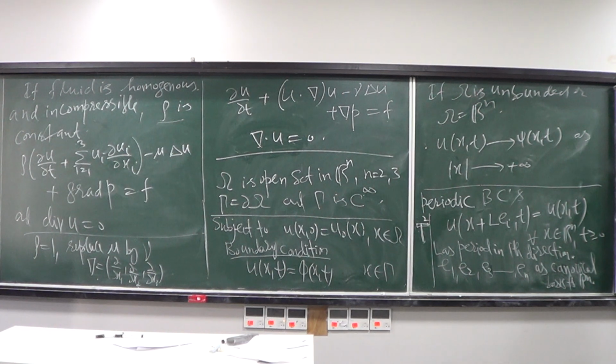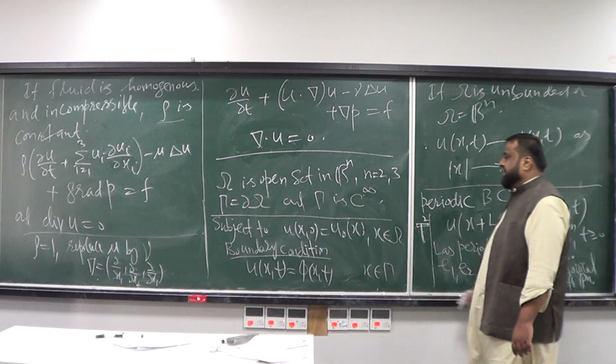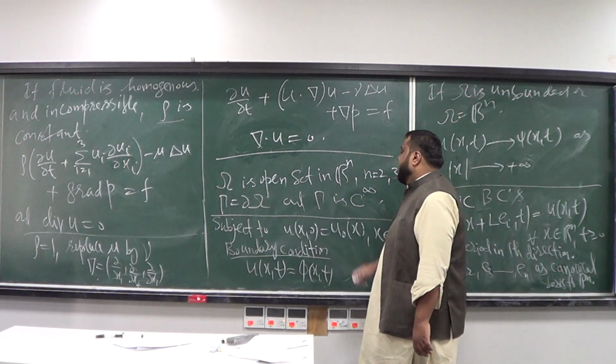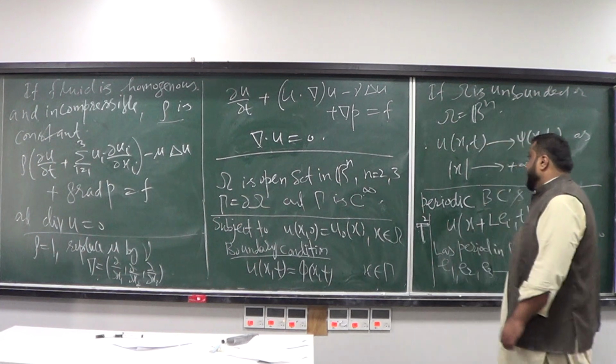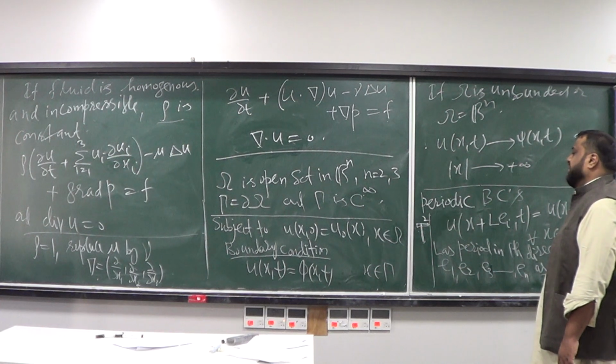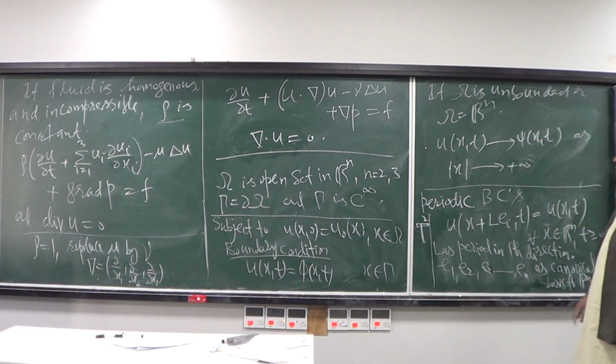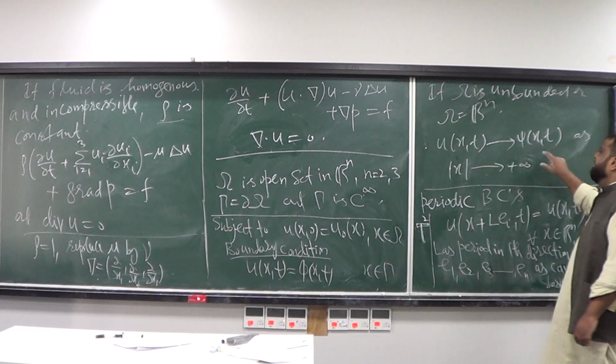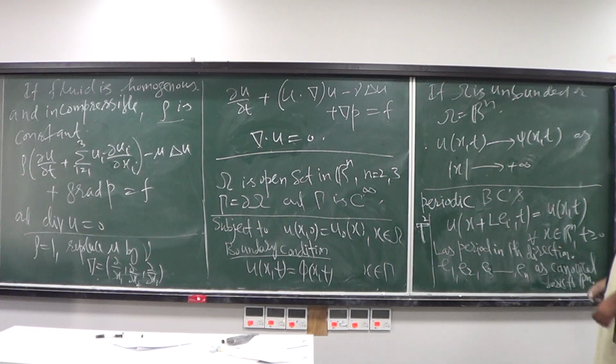And if you are considering, say, full space Rn, or omega to be unbounded, then in this case you have to add another condition that goes like this: asymptotically u(x,t) goes to some function psi(x,t), whether you go to x equal to positive infinity or x equal to negative infinity.